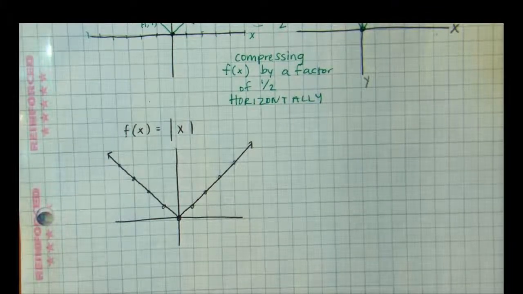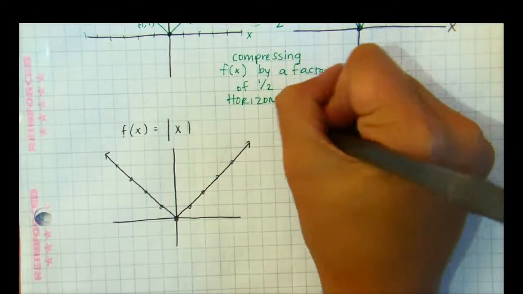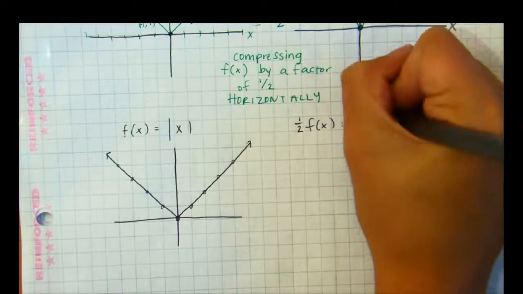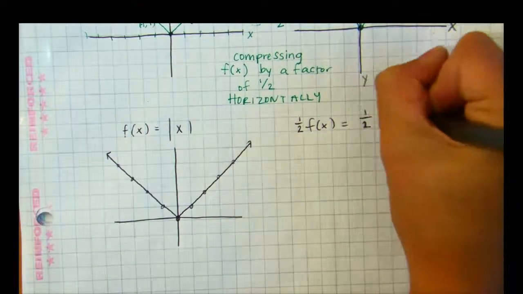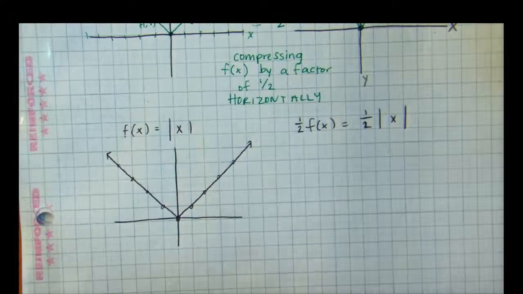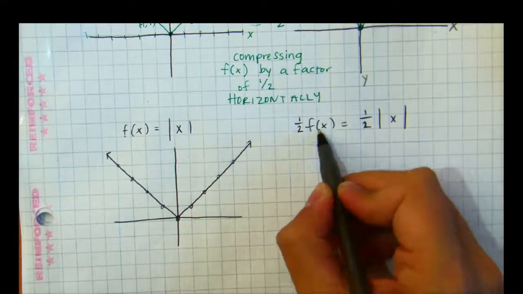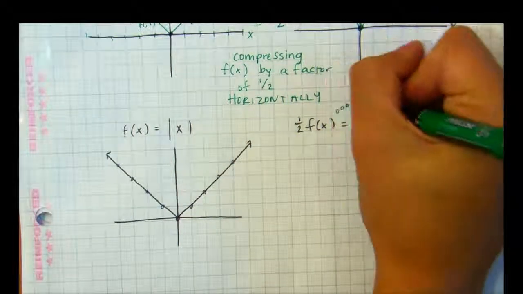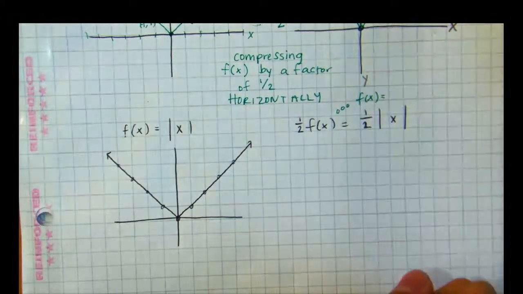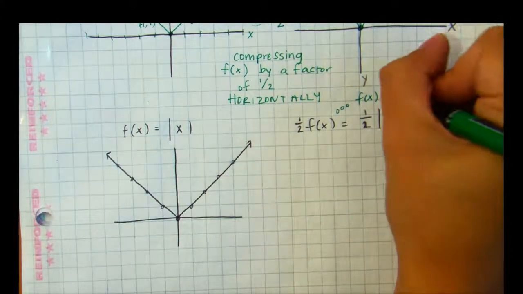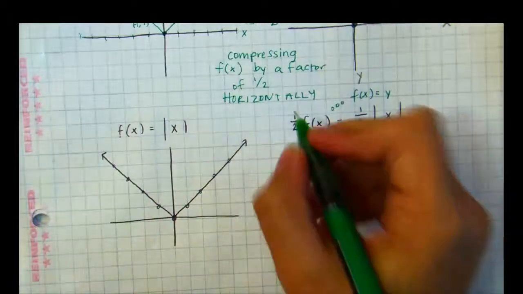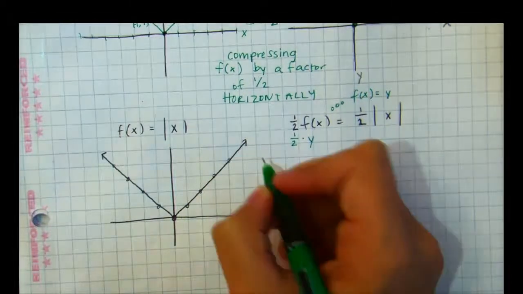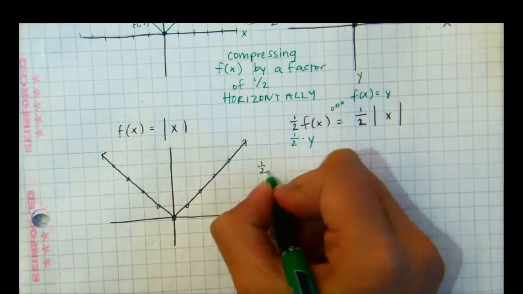Now if I'm taking 1/2 of my function, so 1/2 of f of x, which is the same thing as 1/2 times the absolute value of x. Well, in this case, I'm taking 1/2 and I'm multiplying it with f of x. Remember for a second that f of x is equal to what? Right, f of x is equal to my y value. So really, I'm taking 1/2 and I'm multiplying it by my y values. So I'm taking 1/2 times y.